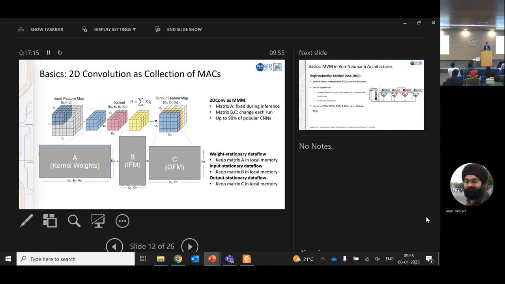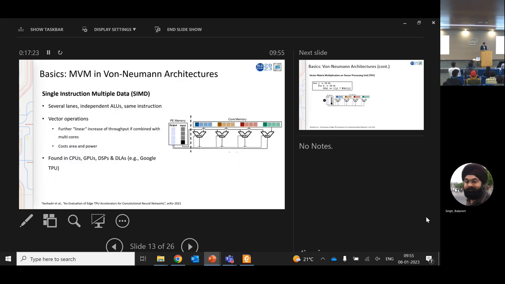And then in conventional von Neumann-based architectures, you have to select the best of these data flows to get the highest performance. Your architecture in von Neumann principles basically looks like this. So what you will do is a single instruction multiple data architecture, because the multiply accumulate operation is always the same operation, but you have multiple data on this. Essentially you have several lanes with independent ALUs, but getting the same instruction. So you can represent this as a vector operation.